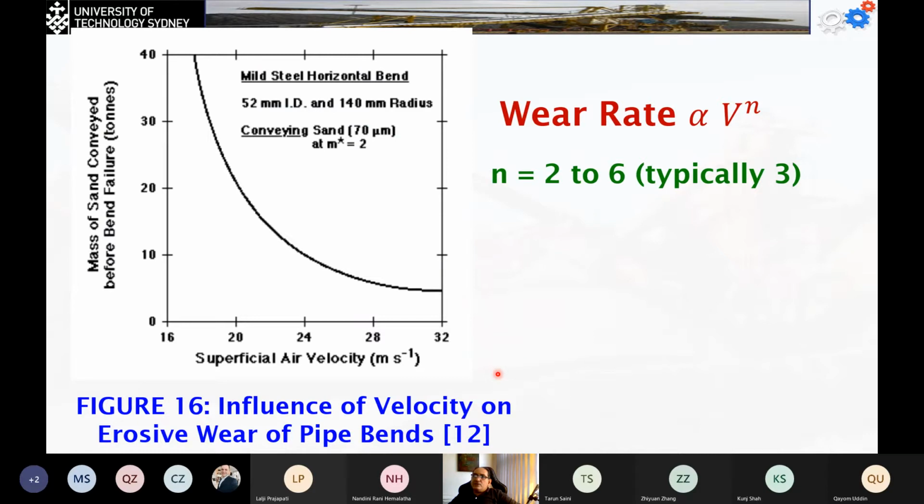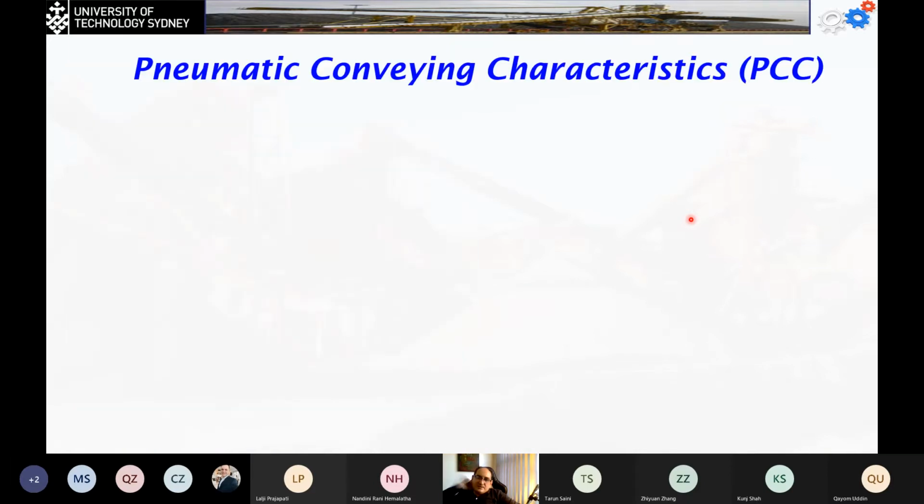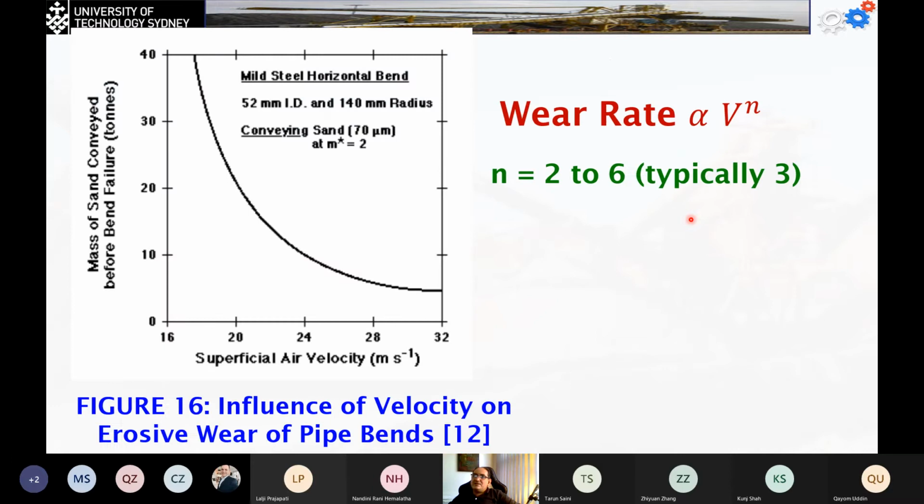Now we are going to have a relationship between the wear rate and the velocity. Definitely higher velocity. Okay, this will be the mass of the sand conveyed, and this will be the velocity. We're also going to use the m value to be something between 2 and 6. Typically, we are going to use 3. A high velocity is going to increase the wear rate. Higher wear rate for the final system, as we're going to run the system at higher velocity.